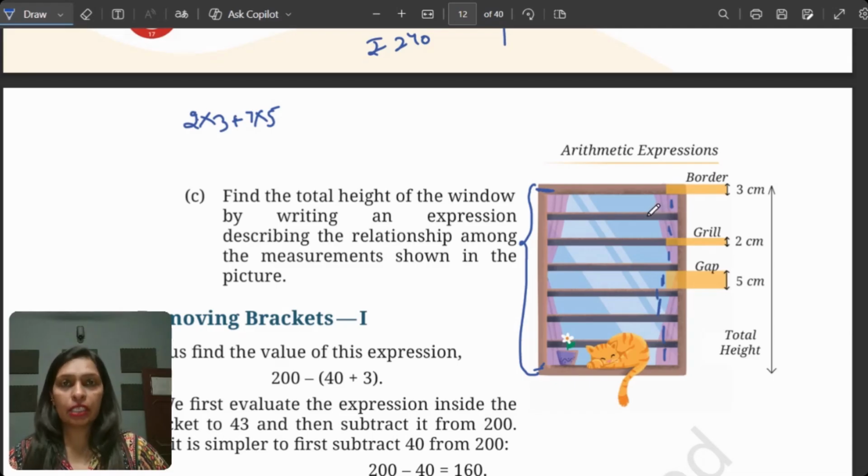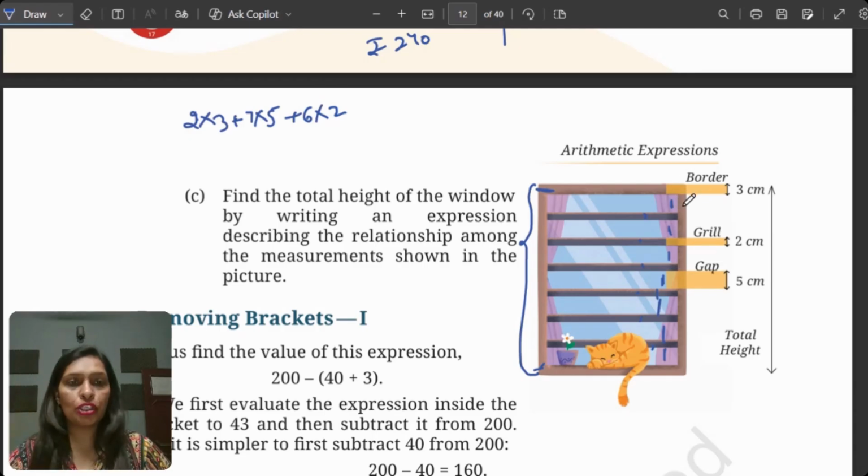How many rods? Let's count first. So 1, 2, 3, 4, 5, 6. So there are total 6 grills here. And what is the width of one grill? That is 2 centimeter each.